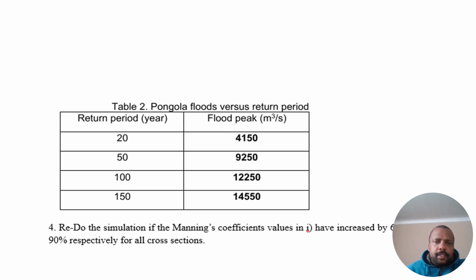The peak flow is 4,150. And for a return period of 50 years, 9,250. And 100 years, 1,250. And the return period of 150 years is 14,550. So we are going to either interpolate or extrapolate or maneuver a way on how to get the return period as defined.